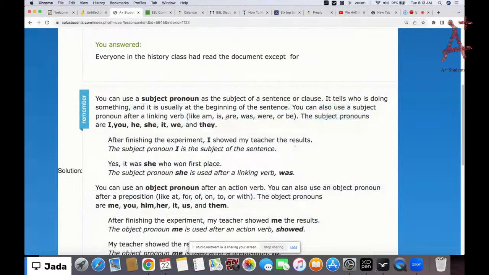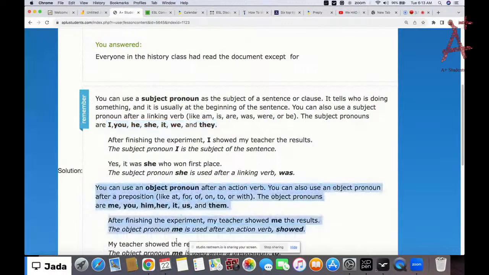Again, I'm just going to go over it. A subject pronoun is the subject of a sentence or clause. It tells who is doing something, and it's usually at the beginning of the sentence. And then you can use a subject pronoun after linking verbs, which are all these here. And these are the examples of subject pronouns.